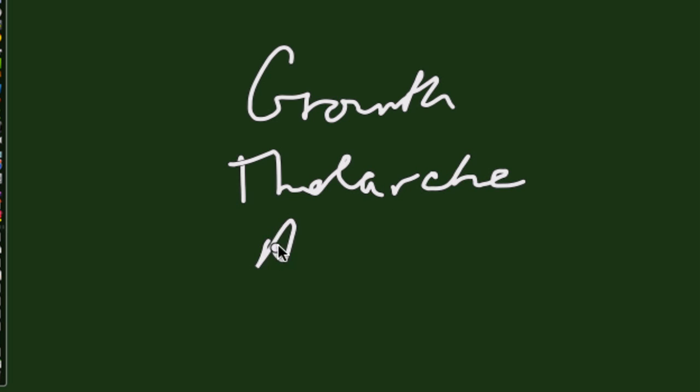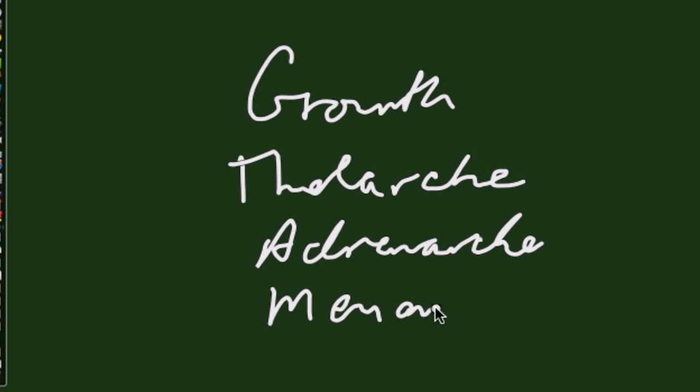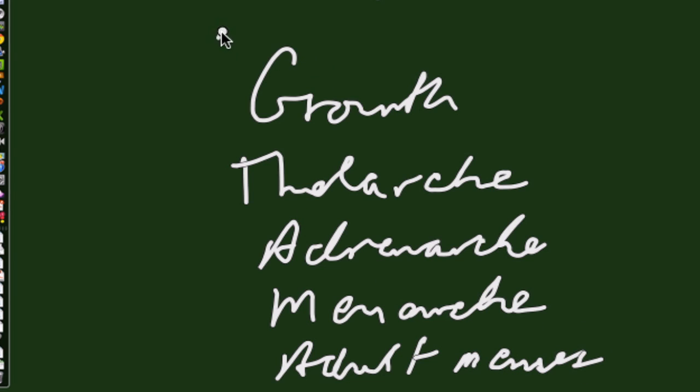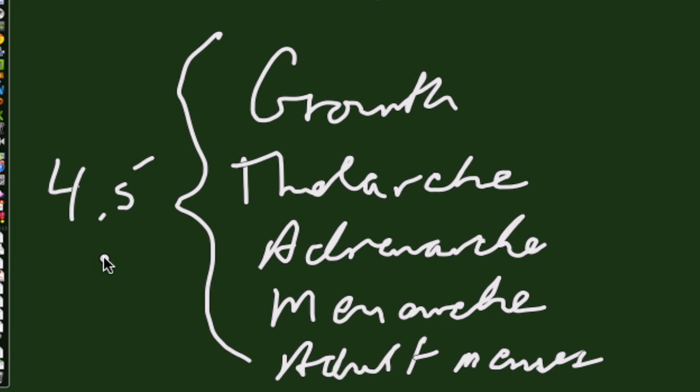We usually talk about stages of pubertal development. It starts with growth acceleration. Next would be then thelarche, then adrenarche, and later menarche, and then normal adult menstrual cycles. The duration of this entire spectrum is about 4.5 years.